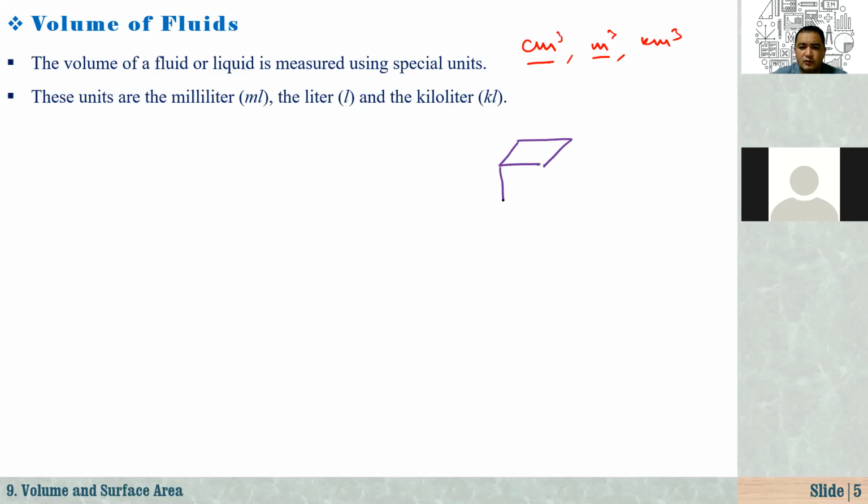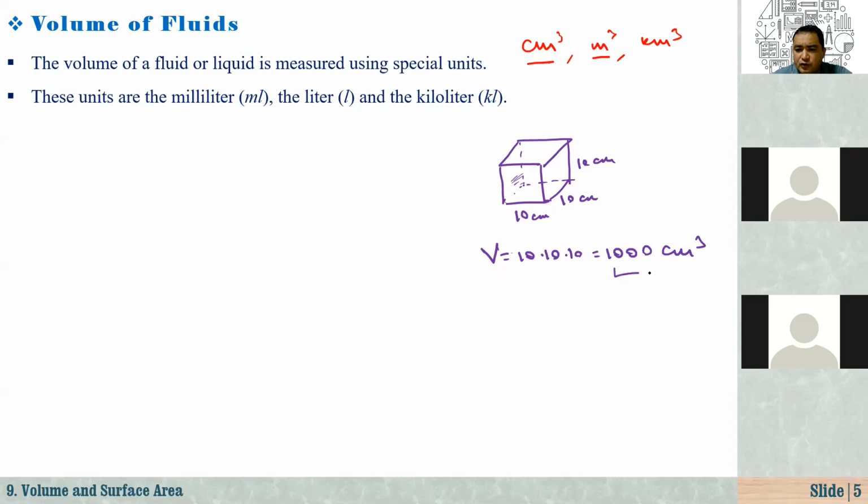So if we are given a cube whose side is 10 cm, 10 cm, 10 cm, the question is, how much space does it occupy? This volume is equal to 10 times 10 times 10, that's equal to 1000 cm cube. This 1000 cm cube, we define as 1 liter.